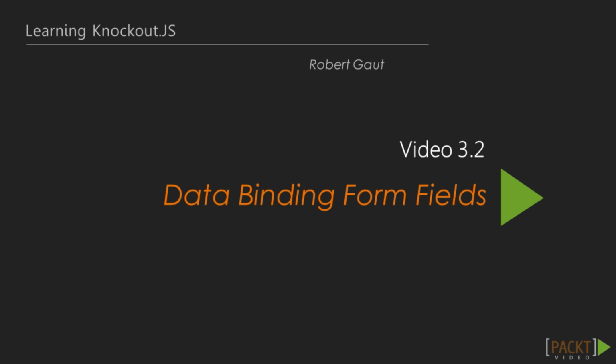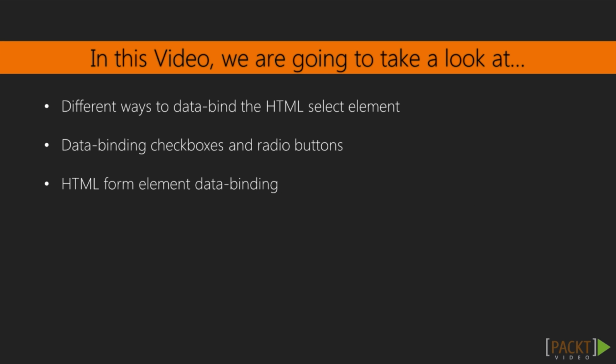Hello again! In the last video, we saw how to perform two-way data binding with the HTML input element. In this video, we're going to examine the remaining commonly used HTML form elements and see how to two-way data bind them using Knockout.JS. We're going to build on what we did in the last video by adding a series of HTML field sets to showcase data binding several HTML form elements.